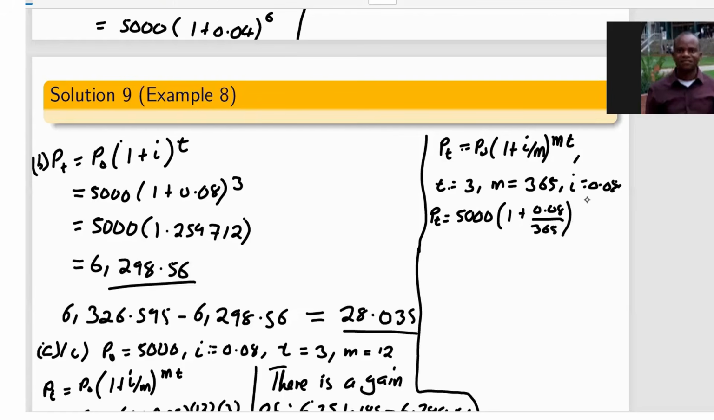365 to the power 365 times T, which is 3. So what can help us compute this one? You go to your calculator. I'll start computing 0.08 divided by 365. Or maybe before that, let me start with computing what the power is going to be. The power is going to be 365 times 3, so it's going to be 1095. Let me just write this one.